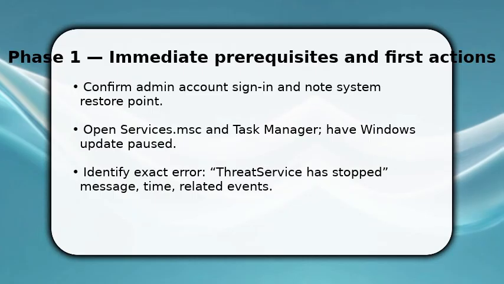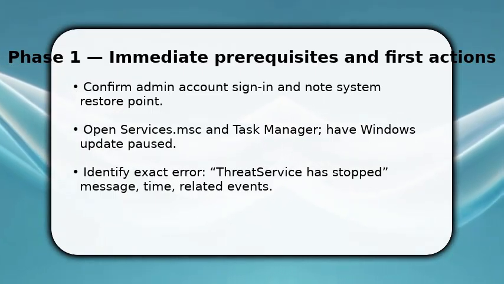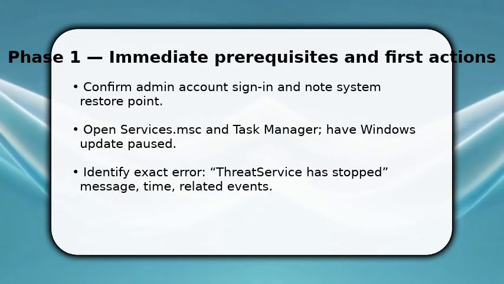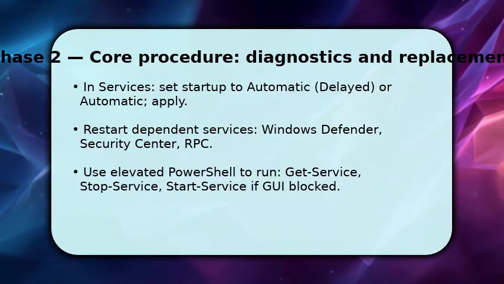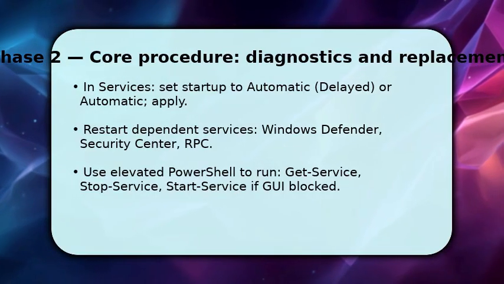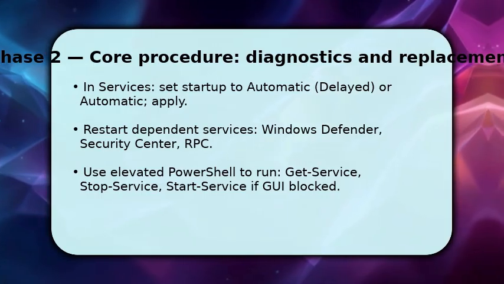Now you'll adjust and restart the core services. Open Services, find the threat protection service and set its startup type to Automatic (Delayed Start) or Automatic, depending on stability. Make sure dependencies, Windows Defender Antivirus Service, Security Center, and RPC are running. If not, start them first.